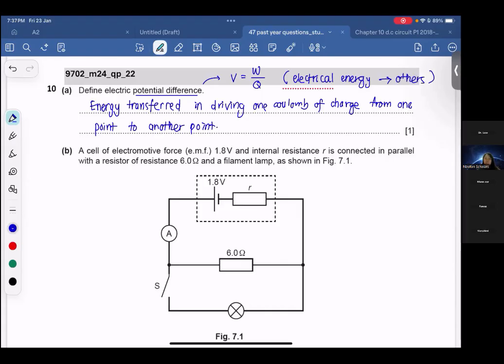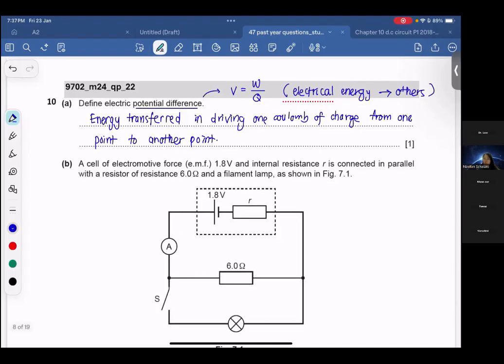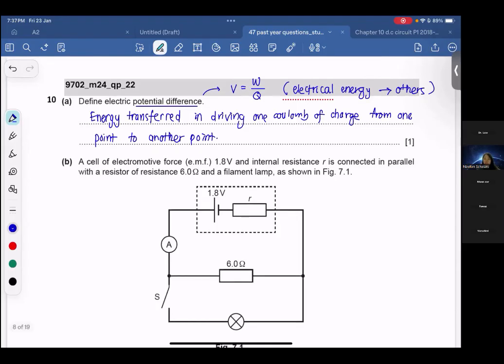So if, let's say, this is a heater, then it will transfer to thermal energy. Or maybe this is a resistor. After current flows through the resistor, at the end thermal energy is produced. So it depends on what the output is. Okay, so this is potential difference.